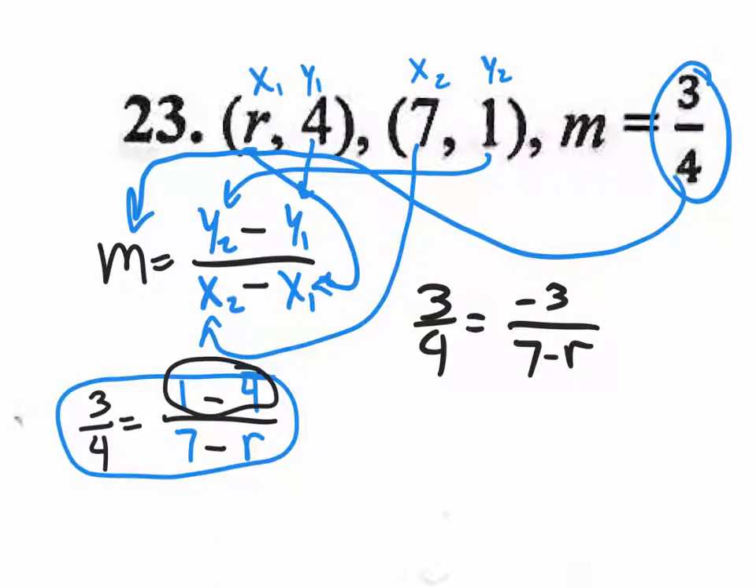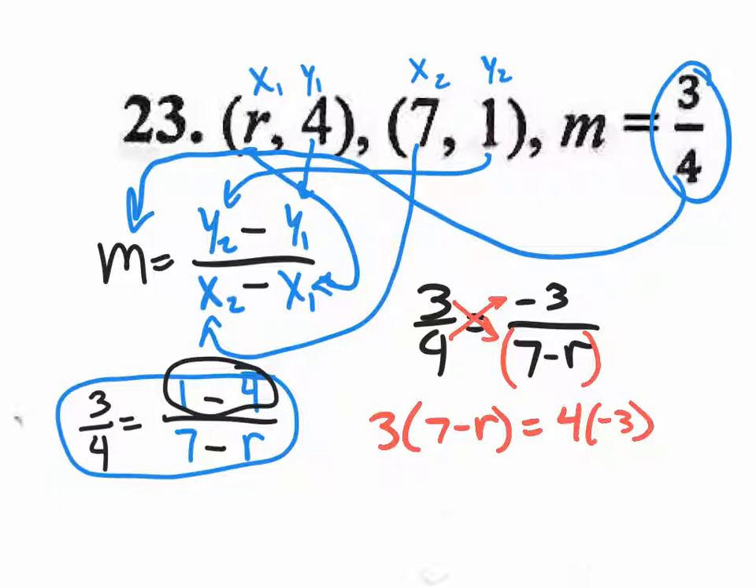Now, at this point, we truly do have a proportion, a fraction equaling another fraction. Why not cross multiply? I mean, there's many ways of doing this. You could get rid of the fractions by multiplying each side by the denominator of the fraction you want to get rid of. But since you do have one fraction equaling another fraction, you might as well say 3 times the binomial 7 minus r equals 4 times negative 3. So let me write that out. 3 times 7 minus r equals 4 times negative 3.